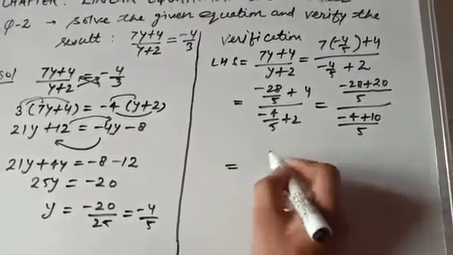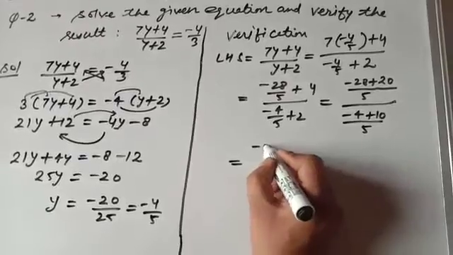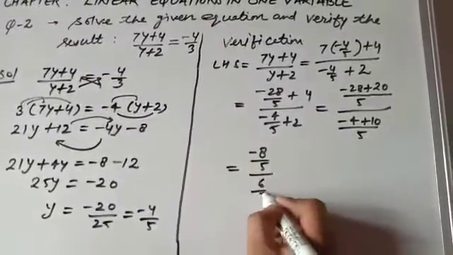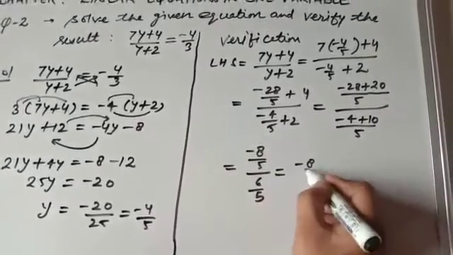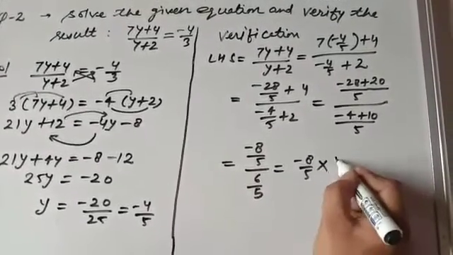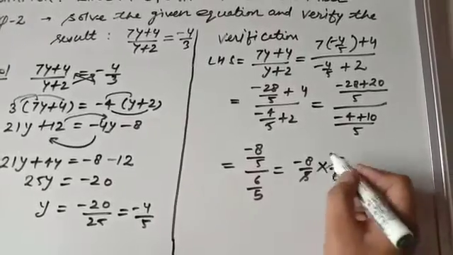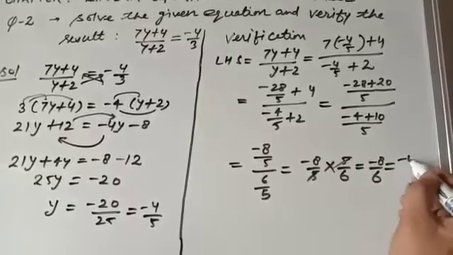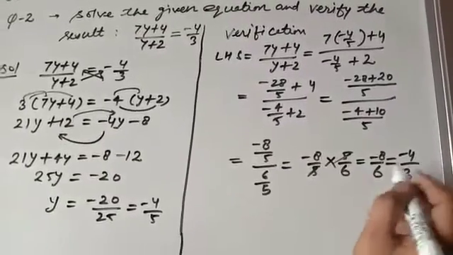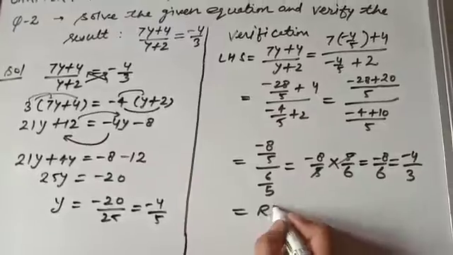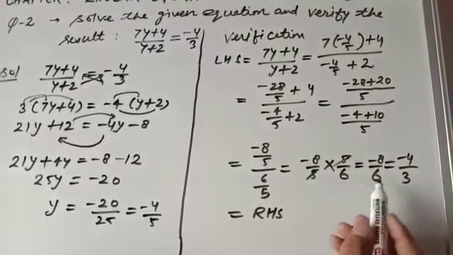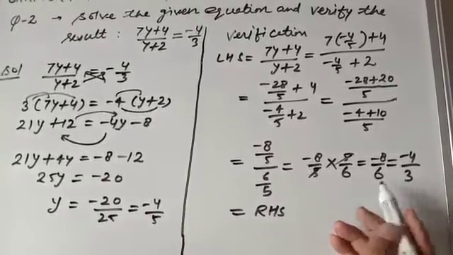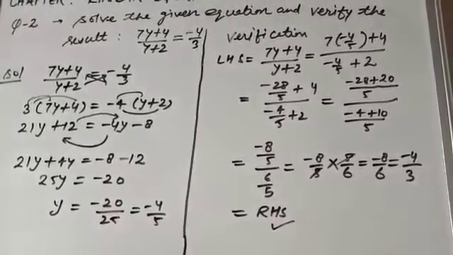So it will become minus 8 upon 5, and 10 minus 4 is 6 upon 5. So minus 8 upon 5 into 5 upon 6 is equal to minus 8 upon 6, and 2 4s are 8, that is minus 4, and 2 3s are 6. So that is equal to the right hand side, and the value of the right hand side in the question is also minus 4 upon 3. So this verifies the result.